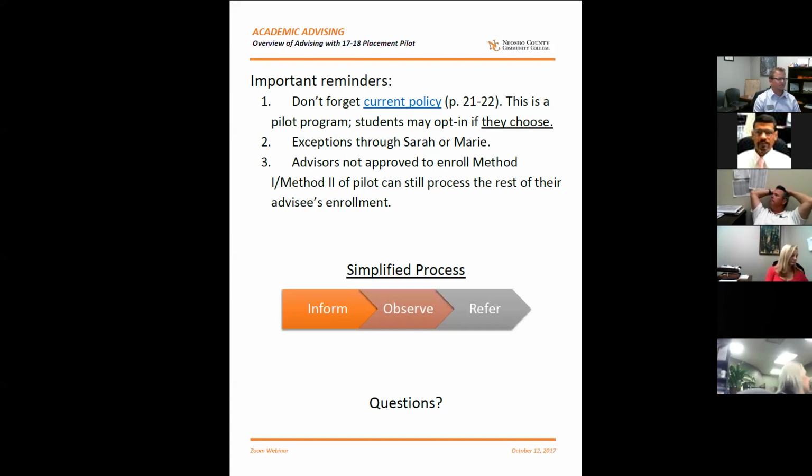So to really simplify the process, it's just a matter of informing the students at the point that makes the most sense, observing really closely how they actually respond to that. Sometimes it's easy to ignore that part or to be so much in a routine of saying the same things to students that you don't notice those cues. But just observe how they respond to their placement and then refer them appropriately at that point. So that kind of breaks it down a little more simply to remember.